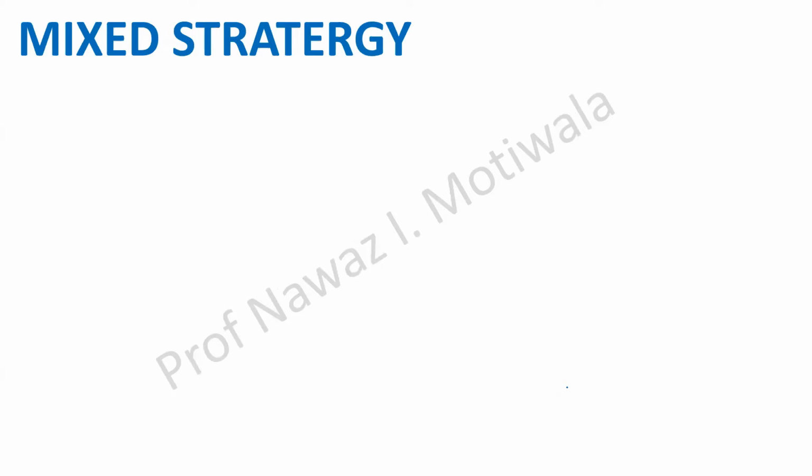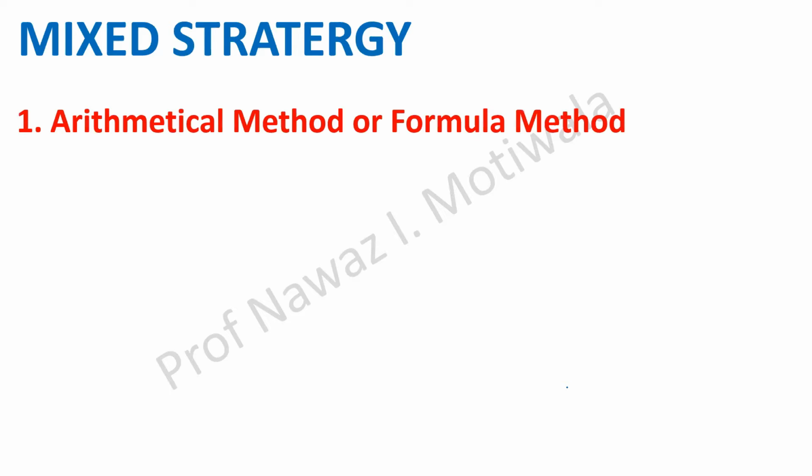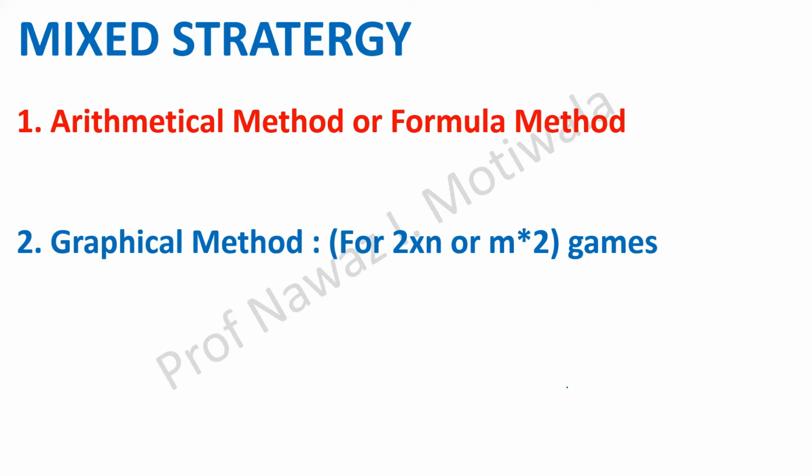So mixed strategy. There are three different methods by which we can solve the problems on mixed strategy. The first one is arithmetical method or formula method. So there is formula available. Just put the values and get the answer. Second method is graphical method. But here it is written it is only for 2 by n or m by 2 games.